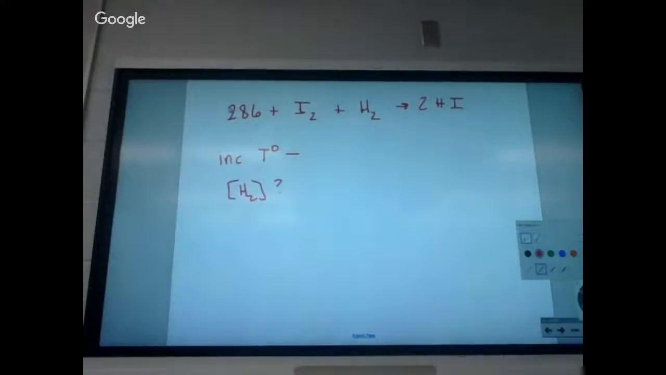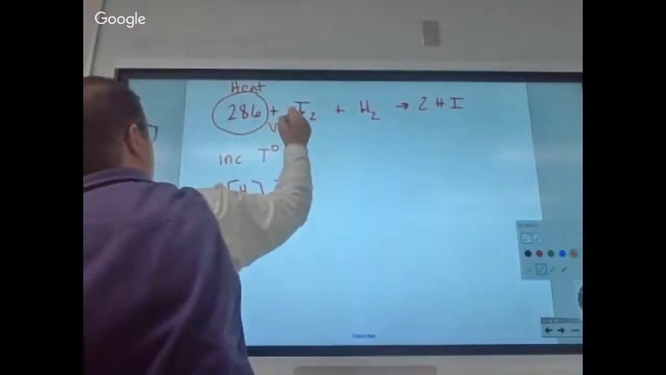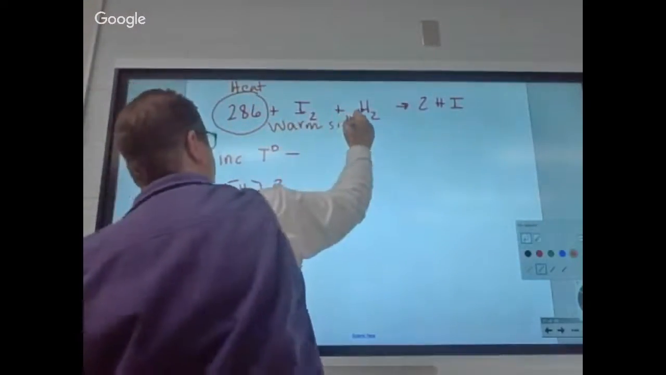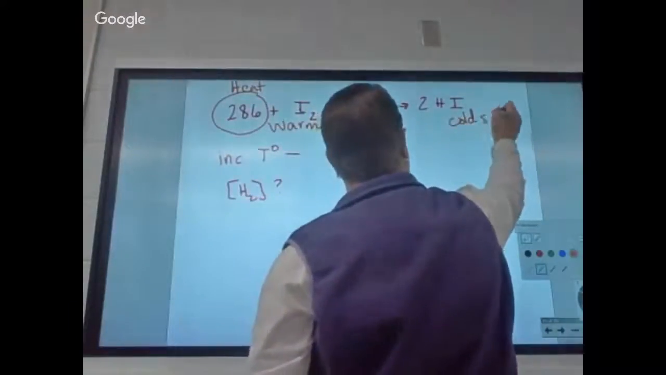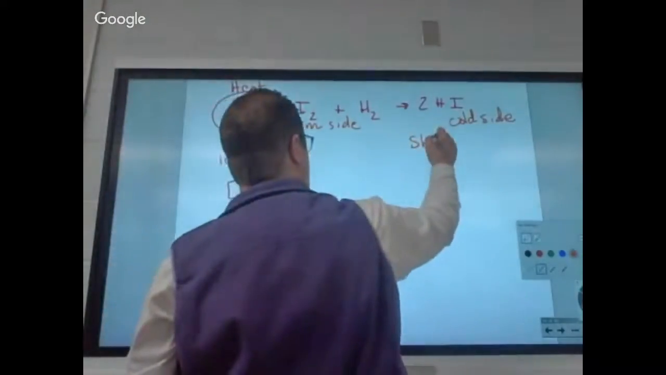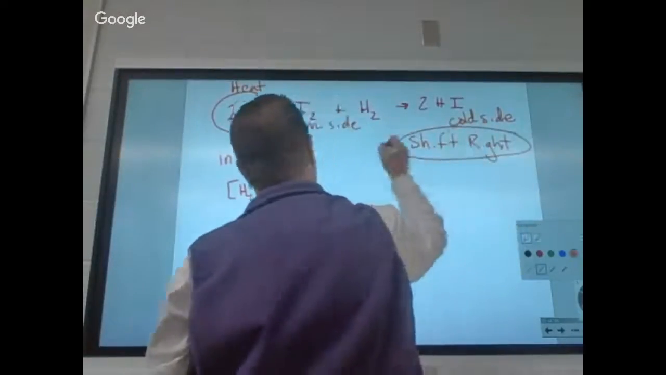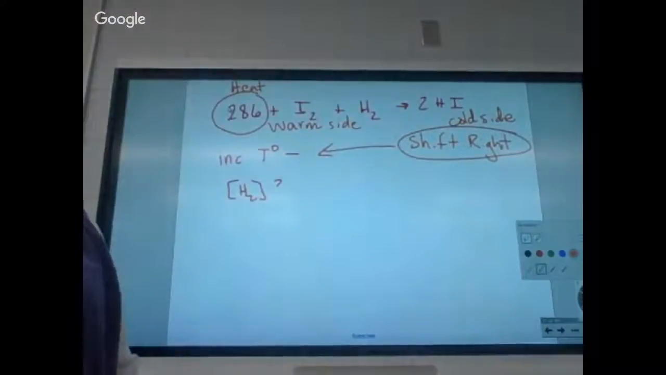So, if I increase temperature, you got to know the rule. Do I go to the warm side or the cold side? Okay, so looking up there, where's the cold side? The one with the number or without the number? Without the number. Okay, so this right here is the heat. So this right here is the warm side. This is the cold side. So which direction are we shifting? Okay, we're going to shift right. That's what's got to happen when you increase the temperature. I got to shift to the right.